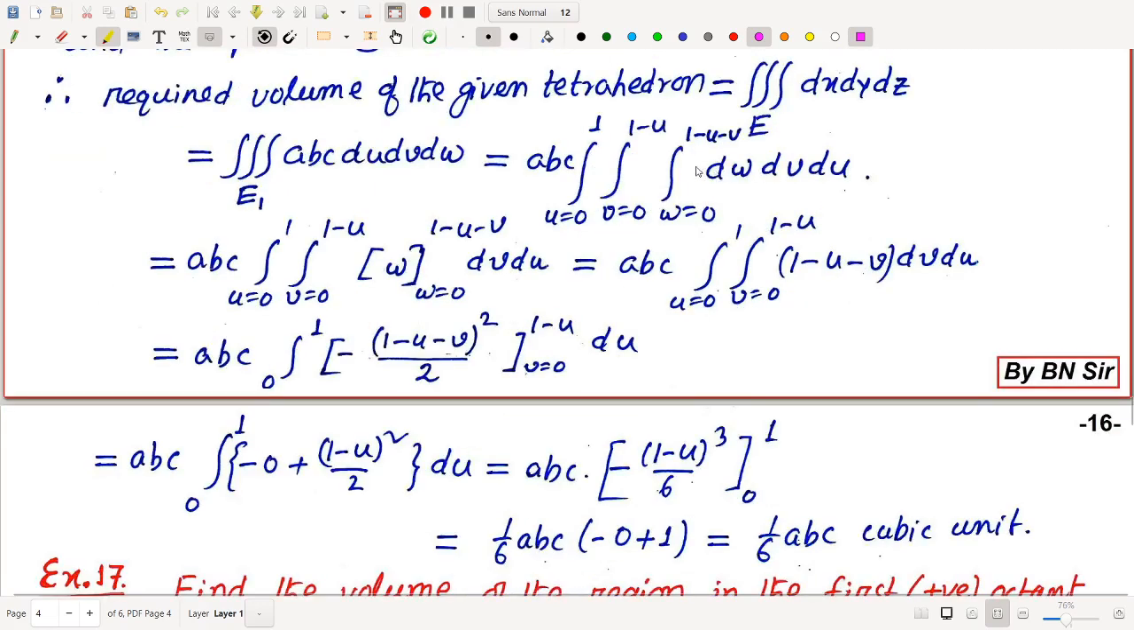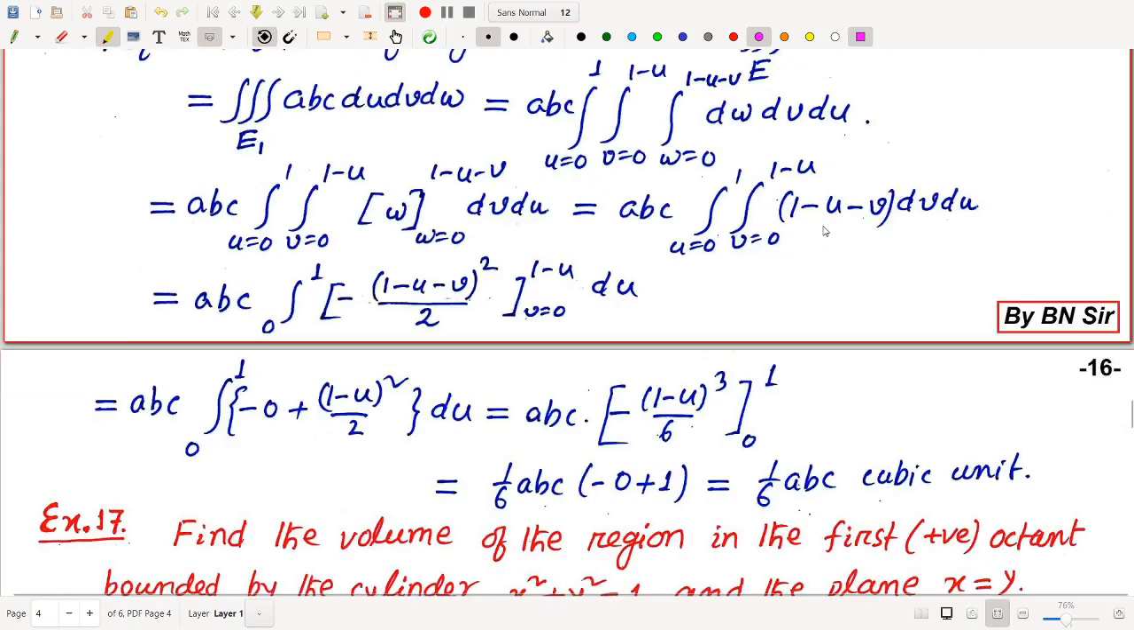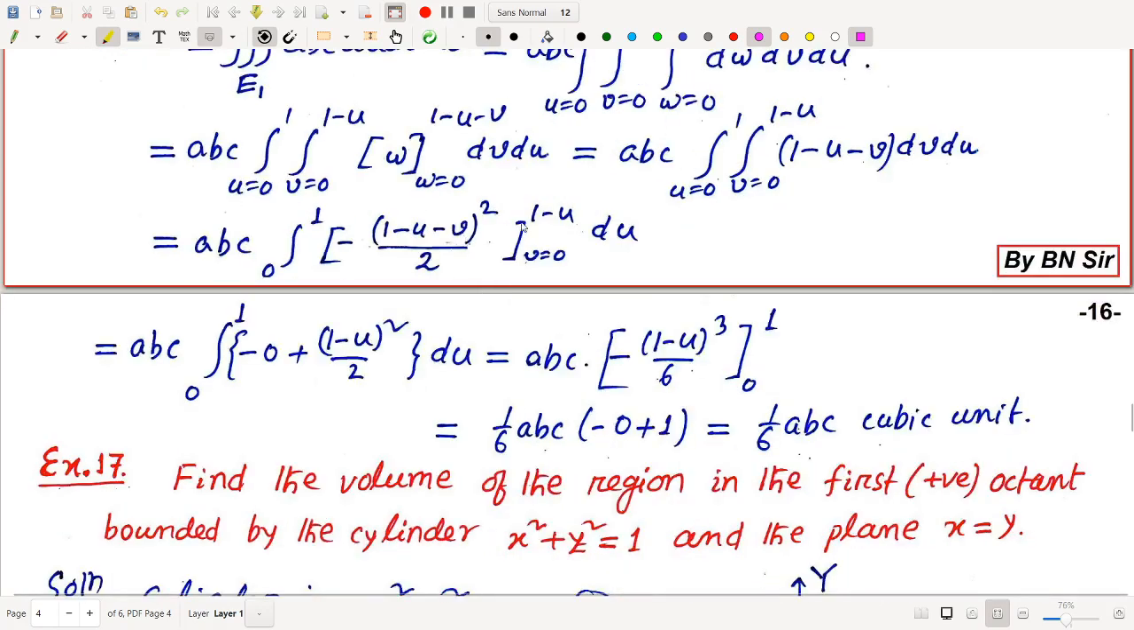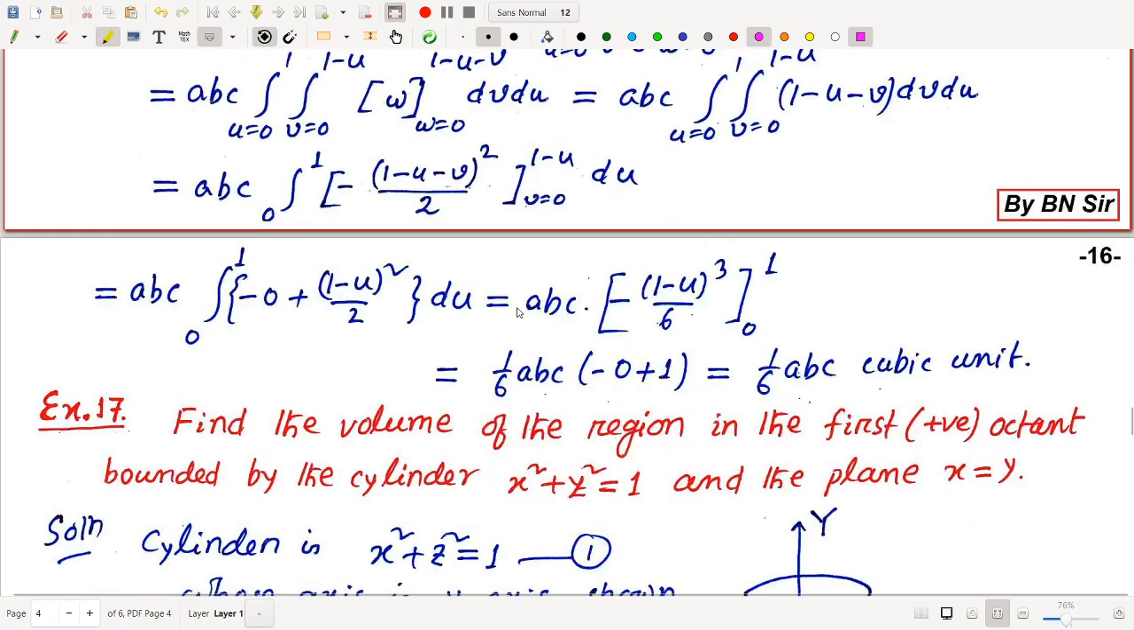Now the dw integration: 1 dw means just w, with upper limit 1 minus u minus v, other things remaining the same. Then we integrate with respect to v, 1 minus u constant, so it will be 1 minus u minus v whole square by 2 with a minus sign because the coefficient of v is minus 1. Then putting the upper limit, v equal to 1 minus u, we get 0, minus, and when v is 0 it is 1 minus u whole square by 2, and minus minus is plus, that's why here it is plus.